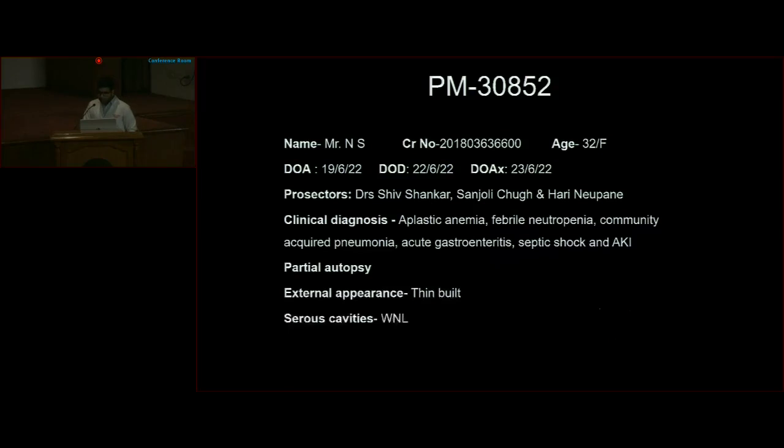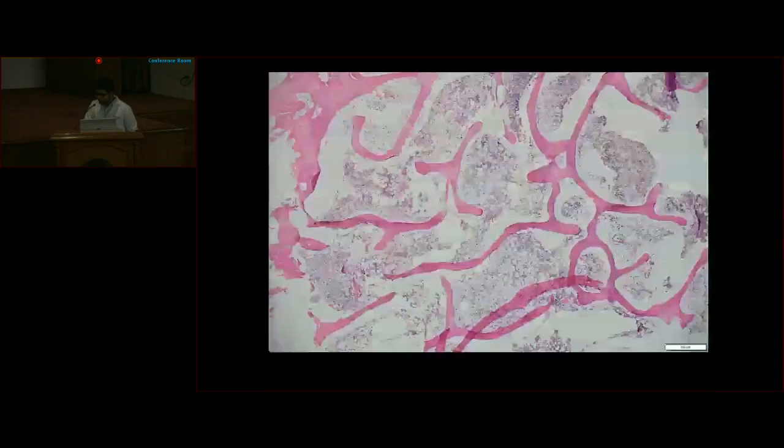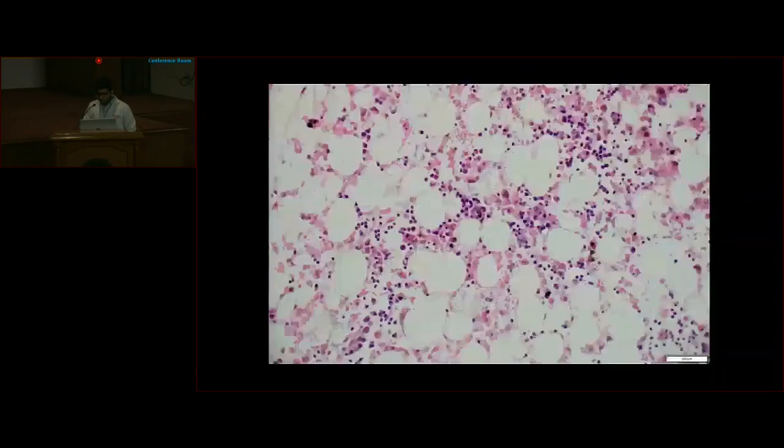This is an antemortem bone marrow aspirate which is particulate but hypocellular for age, which is confirmed on this antemortem biopsy, which predominantly shows fat and bony trabeculae with some preserved hematopoietic elements. And a similar picture can be seen on this post-mortem bone marrow section. At a higher magnification, it shows depletion of all the 3 hematopoietic elements.